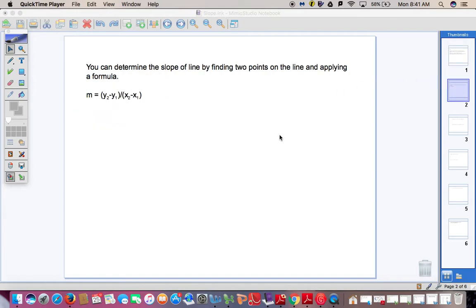So you can determine the slope of a line by finding any 2 points on that line and applying the formula. And the formula is not a new formula to you. You have used this multiple times. So it's that slope, which is the m means slope, is equal to your change in your y over your change in your x.